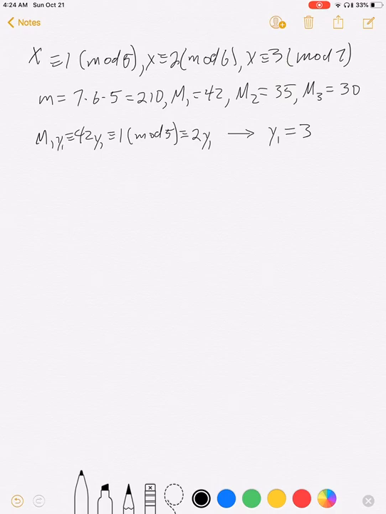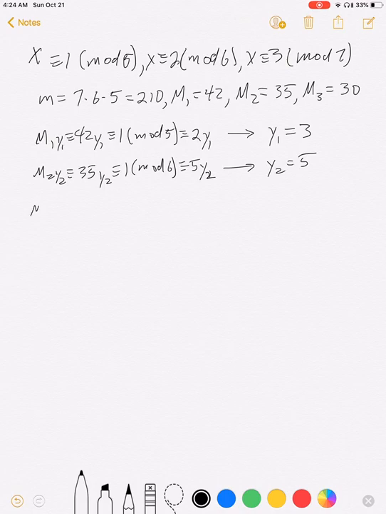Let's do the next one. M2 y2 is congruent to 35 y2, and that needs to be 1 under mod 6. I'll take the modulus with respect to 6 of 35 to get 5. Oops, y2, sorry. And that means that y2 equals 5 is an inverse, because 5 times 5 is 25, divided by 6 has remainder 1.